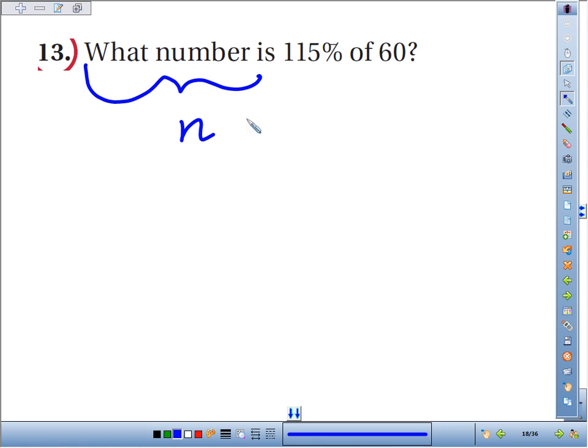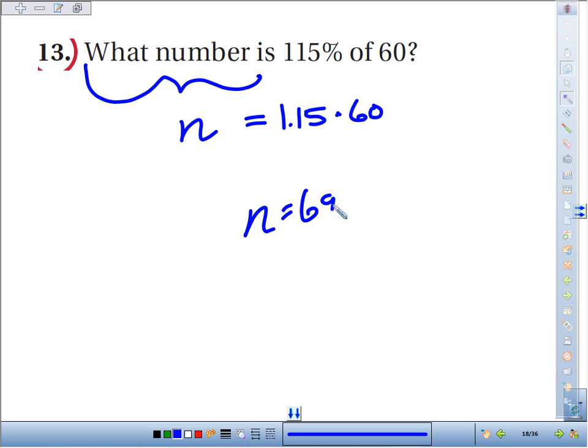that number n, is in math means equals. If you use the equation method, you convert the percent to a decimal, so 1.15. Of in math means times 60. To find the percent of a number, take the decimal times the number. 1.15 times 60, that one gives us the number to be 69.